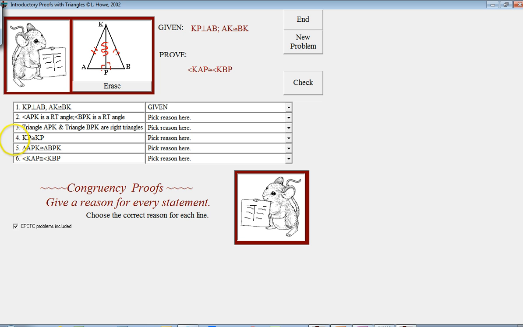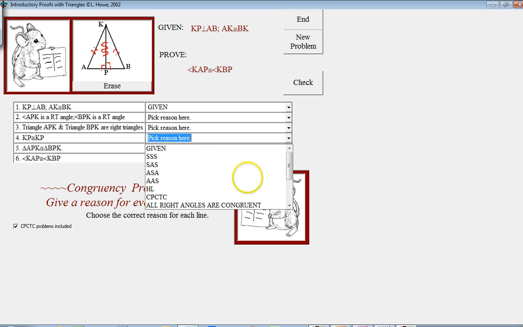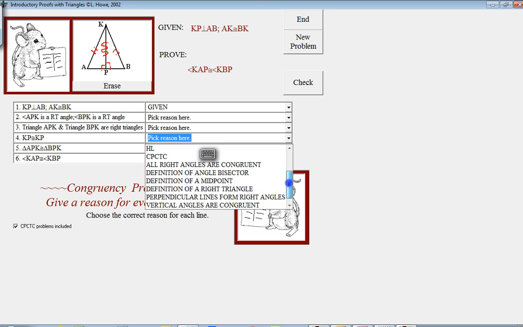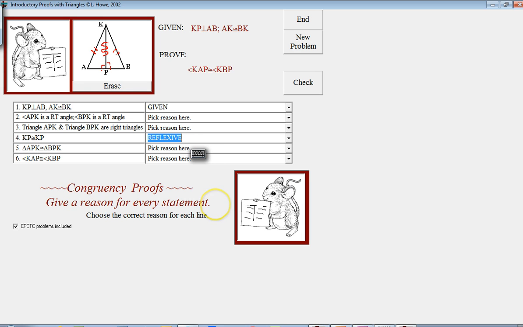Now take a look at reason number 4, KP is congruent to KP, we know that's a reflexive side. So find the reason reflexive and change that. So we're able to change these reasons over here. So this is good practice in seeing how a two-column proof is formatted and in choosing reasons.